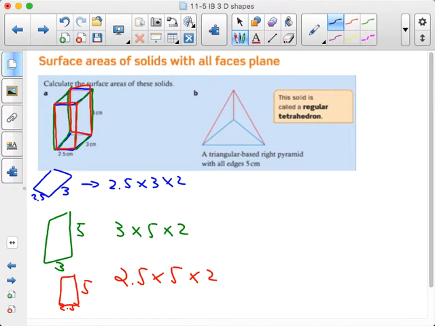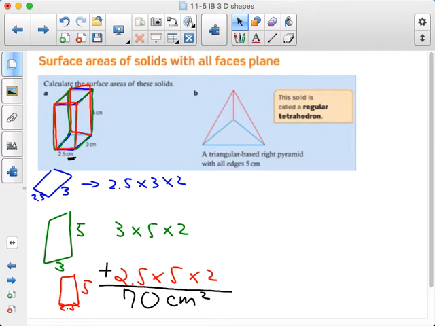So what you would just do is you would do all of this, and you would add it all up, right? And when you do that, you would get 70. Okay? Now, we don't want to just write 70 because that doesn't have units, right? This is centimeters, so the area would be 70 centimeters squared. Right? Let's look at B.